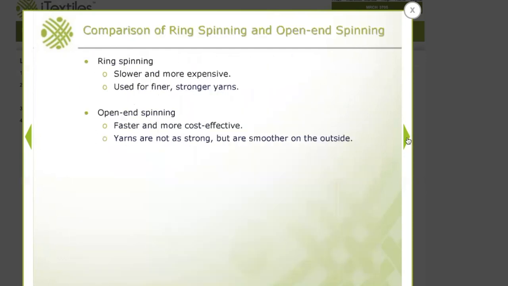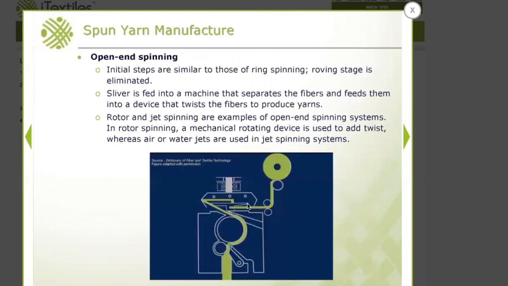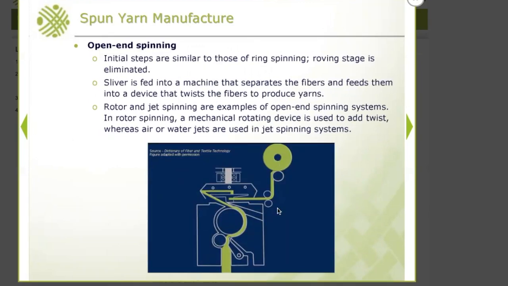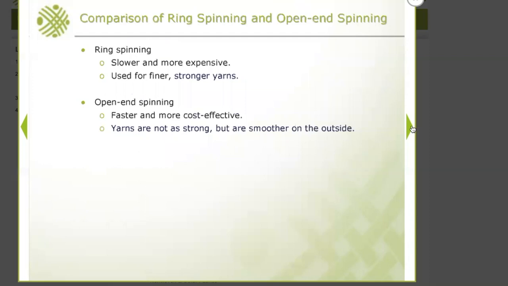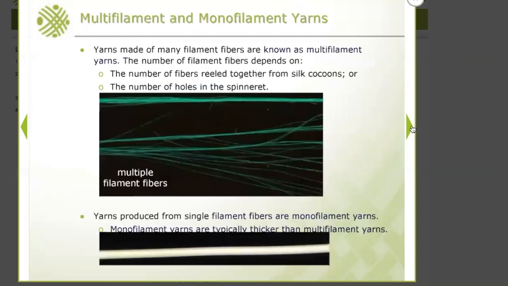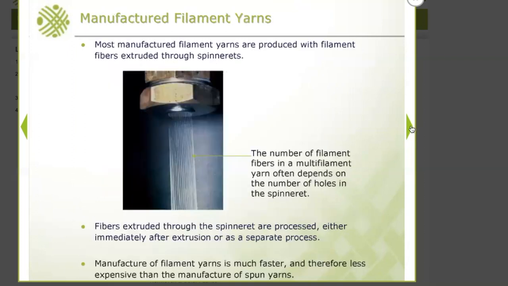We talked about open end spinning. We said it's faster, more cost effective. And the reason it's faster and cheaper is usually it goes straight after the drawing process. You don't have to go through the roving stage with open end spinning. And we talked about multi-filaments versus monofilaments. Again, this is how we manufacture man-made fibers. But with natural fibers, we go through the cotton system or the wool system or the flax system. In a filament yarn, I mentioned however many holes you have on the spinneret will determine how many filaments you're going to have in one single yarn, because all of that becomes one yarn at the end.